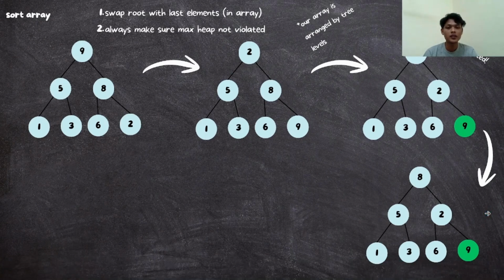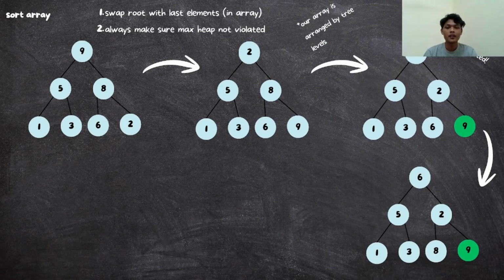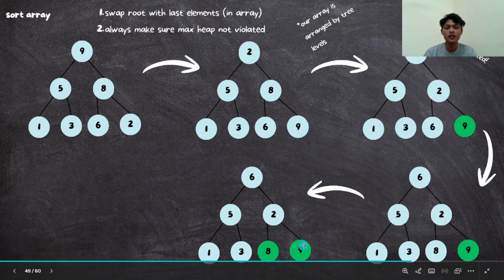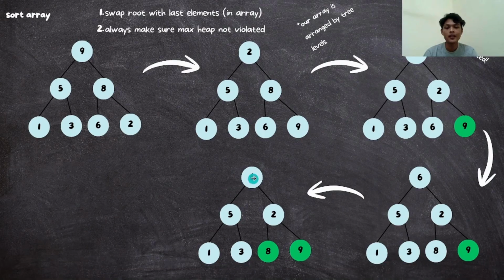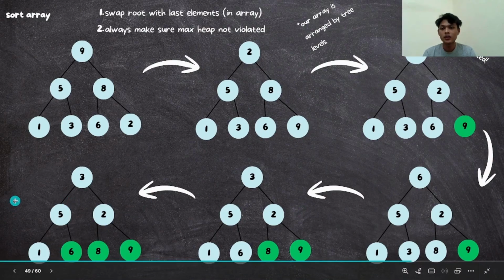And we continue the process where we swap the root with the last element. However, 9 has already been sorted, so we continue with 6. We swap it, then we are done. And this is your new tree. 8 and 9 have been successfully sorted. But do you see any max heap violated here? The answer is no. So we can just continue swapping the root with the last element. Then you've done it. And this has become our new binary tree, where 6, 8, and 9 have been successfully sorted.